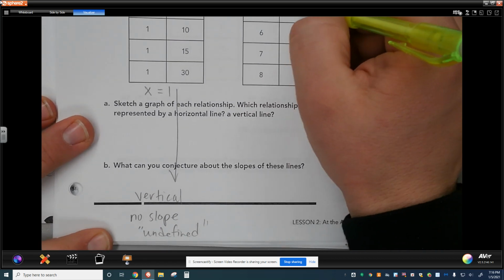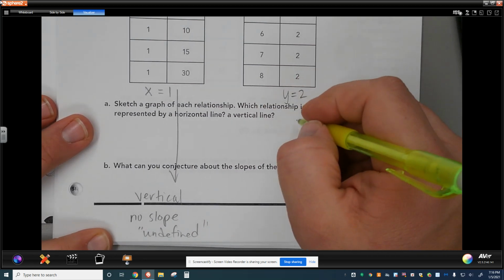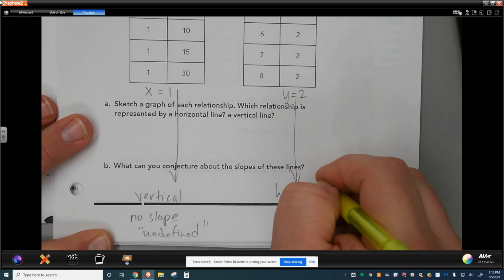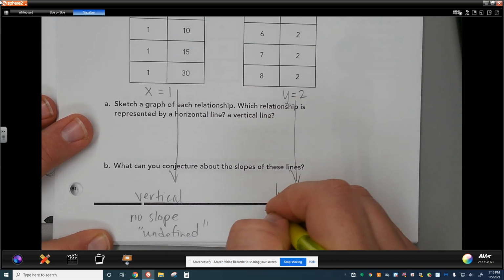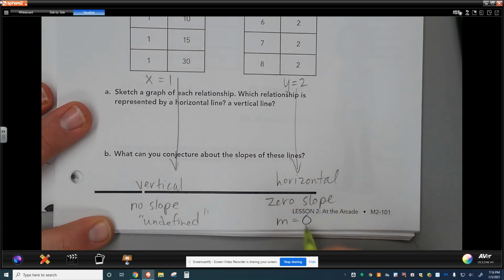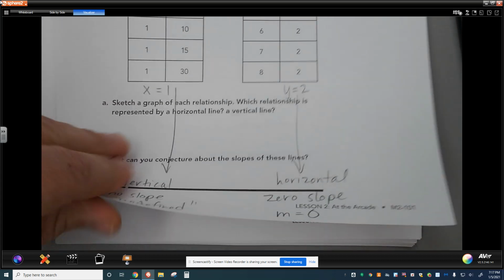Look, in this one, all of the y's are the same. This gives me y equals 2. Well, what does that relationship tell us? We actually see a horizontal line, or 0 slope, or we can say m equals 0. Quick reminder on those pieces.